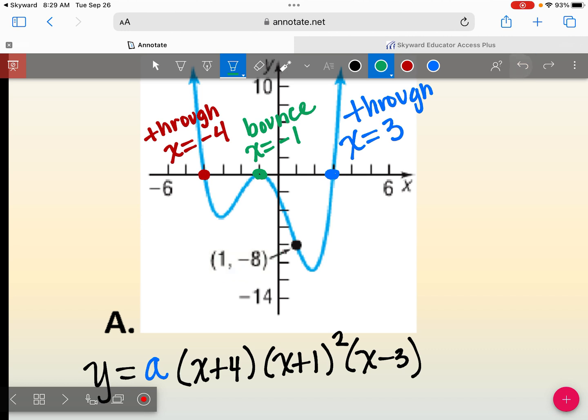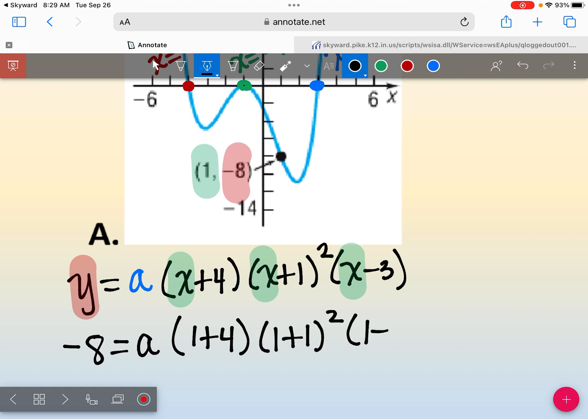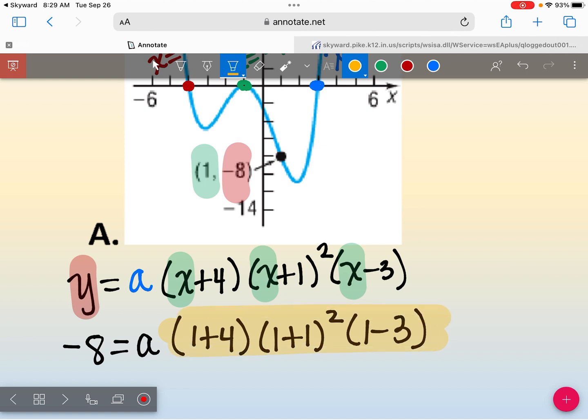So I'm going to substitute in, let's start off with the 1. I'm going to put a 1 every place where I have an x. And then I'm going to put my -8 right here and solve that for A. So that is going to give me -8 equals A, and then I have 1 plus 4, and then 1 plus 1 squared, and 1 minus 3. So you can actually take your calculator and type this whole thing in there in one swoop.